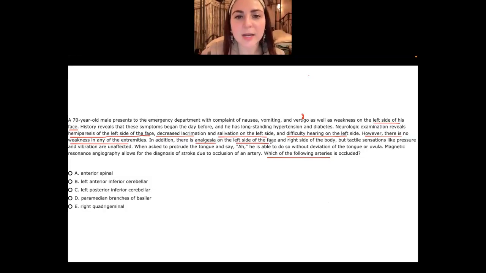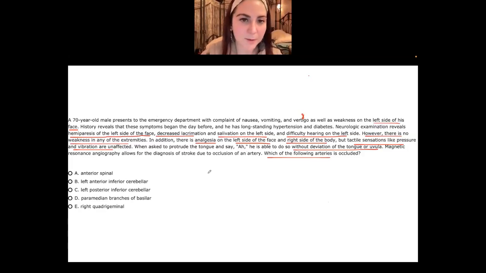So now there's analgesia on the left side of the face and right side of the body, but tactile sensations like pressure and vibration are unaffected. Again, our long tracts, our spinal cord stuff, are completely unaffected. When asked to protrude the tongue and say ahh, he is able to do so without deviation of the tongue or the uvula. This says it's a stroke due to occlusion of the artery. What's the artery?